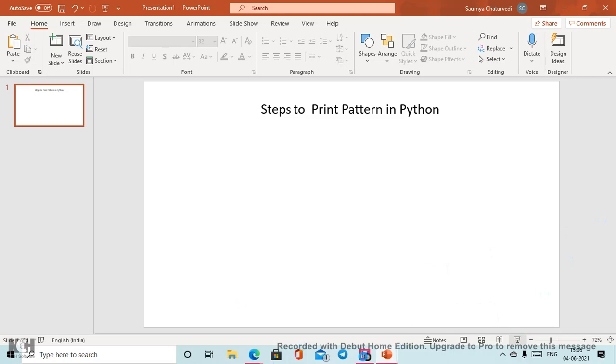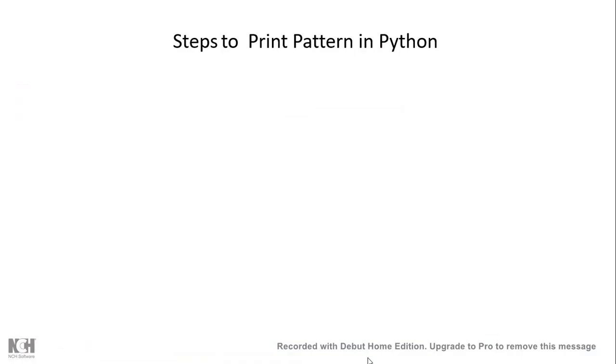Now in this video we will be learning about the steps to print pattern in Python. So basically there will be 5 steps in printing any pattern in Python. Starting with the first step. The first step, which is very basic, is that you decide the number of rows and columns.